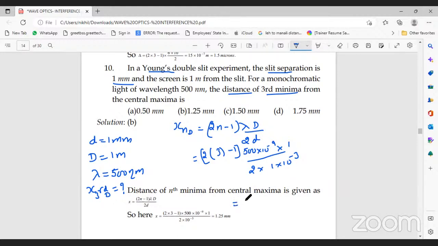Two into 3 is how much? 6. 6 minus 1 is 5. 5 into 500 into 10 power minus 9 by 2 into 10 power minus 3. So 5 into 500 will be 2500. 2500 by 2 will be 1250 into 10 power minus 6. So 1250 into 10 power minus 6 can also be taken as what? 1.25 millimeter. So option B.